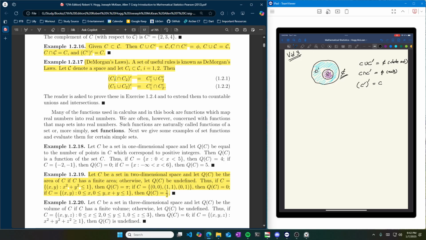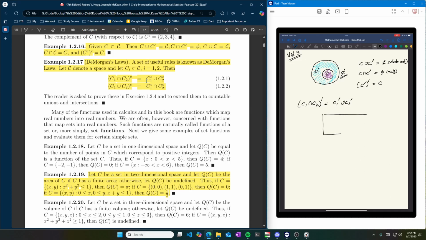It's again a very trivial understanding of sets. So I'll just write it down. The first law: (C1 intersection C2) whole complement is equal to C1 complement union C2 complement. Now we'll try to look into it in terms of this Venn diagram only. We won't elaborate it much further than that.